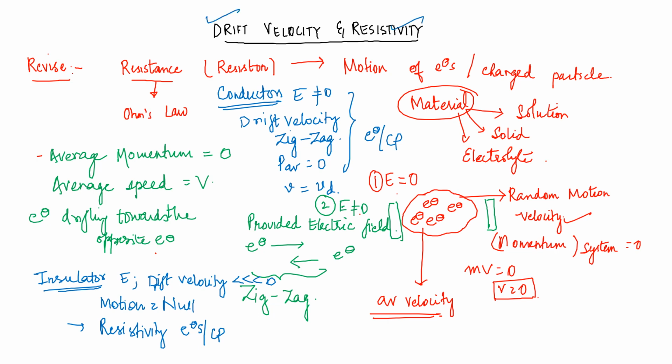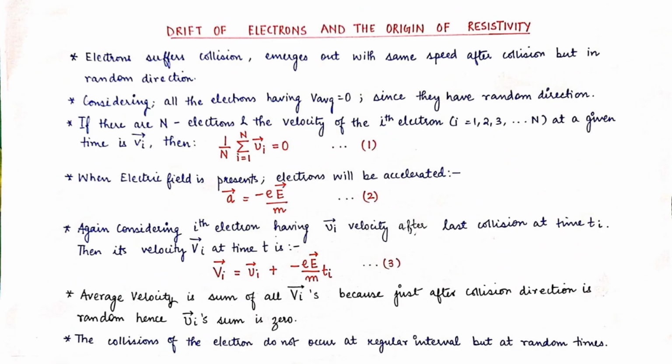Now let's see what exactly drift velocity is and how we can derive an expression which defines the drift velocity in a given piece of conductor or conducting body. Drift of electrons and the origin of resistivity: electrons suffer collisions and emerge out with the same speed after collision, but in a random direction.